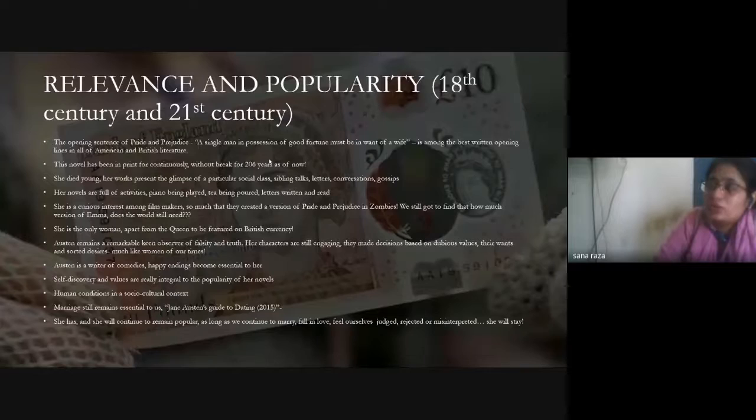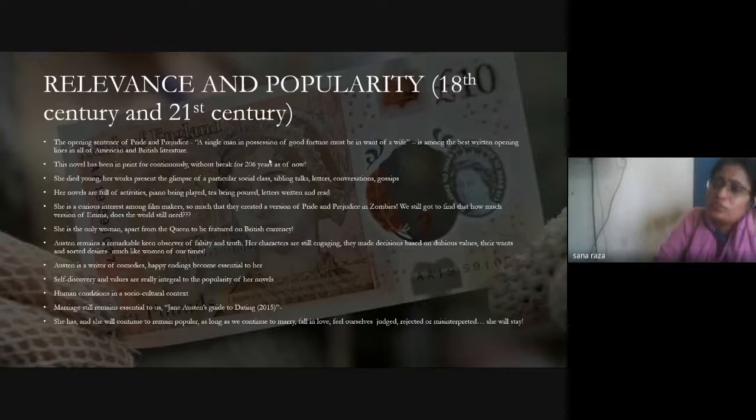We still have to find out how many versions of Emma the world still needs. They're obsessed with Emma just because she was a fashion expert. And even our Sonam Kapoor has made a film entitled Aisha, which is a loose adaptation of Jane Austen's Emma. She's the only woman apart from the Queen to be featured on British currency.